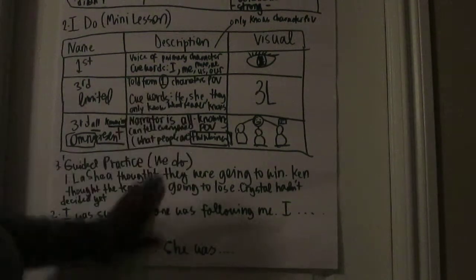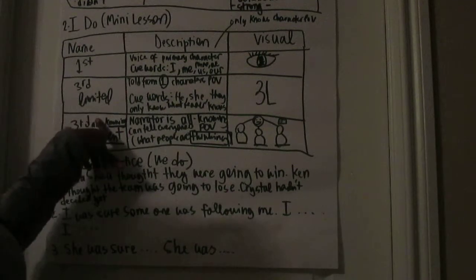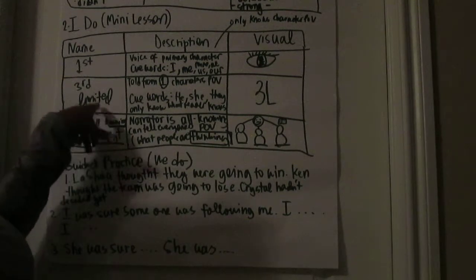So we learned three different kinds. First person, what's my cue word? And I. Third person, what would be my cue visual?